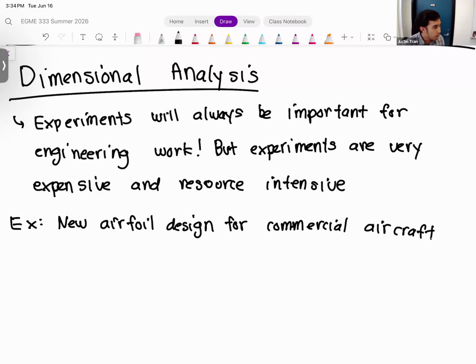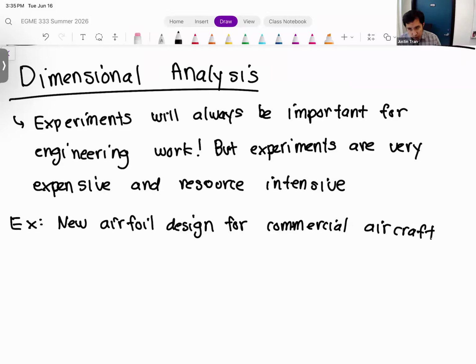Right, so this airfoil is meant to be put on the next line of commercial aircraft. We've done the simulations, we've done the CFD, we've done all of the analysis out there. So this airfoil design should provide a boost in performance compared to the old one. But the last step is just to actually test it to see if that's actually going to work.